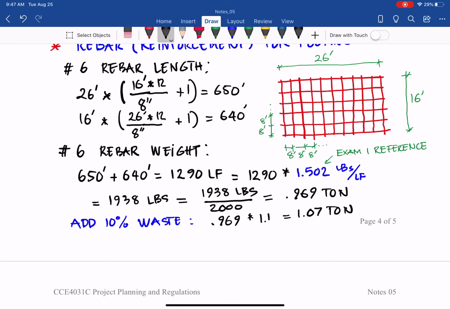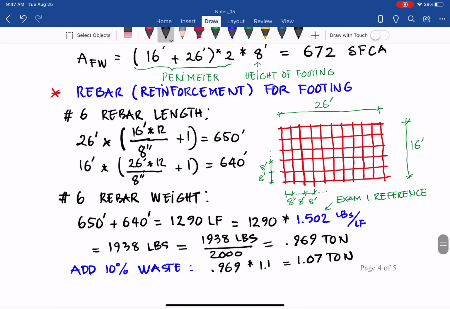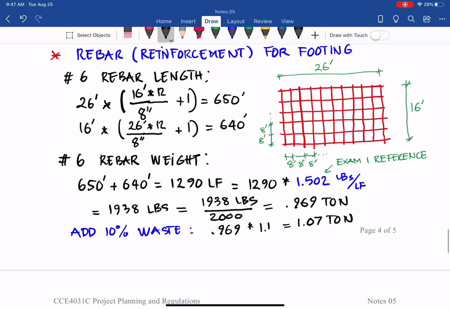And then this is the quantity. Check the next video for the cost component, referring to the Excel form, and of course the next video.